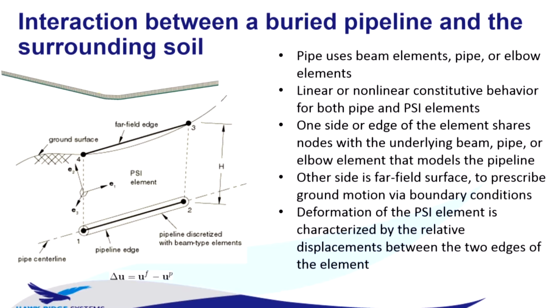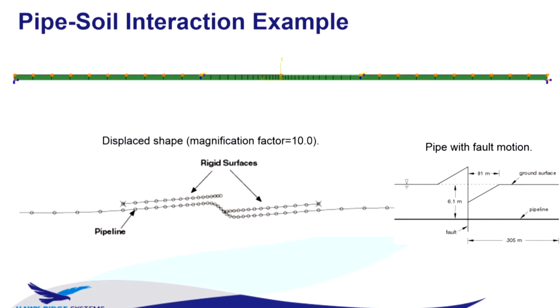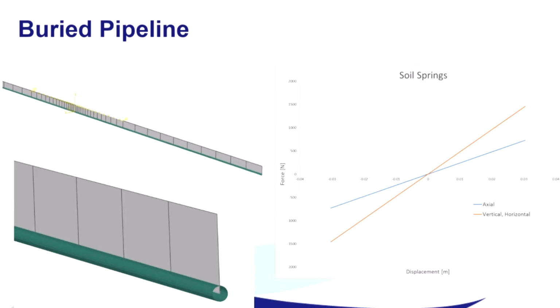So you can see at the top of the screen, we have some elements representing a pipeline, which are in green, and then the pipe-soil interaction elements above them. What these are is a way to apply far-field displacements along a pipe. You take the displacement between the pipe and the ground, and we can define material models that give you a force for a given displacement per length of pipe.